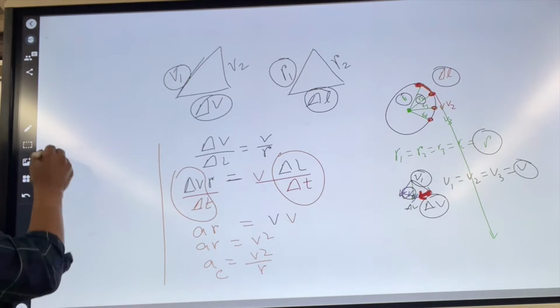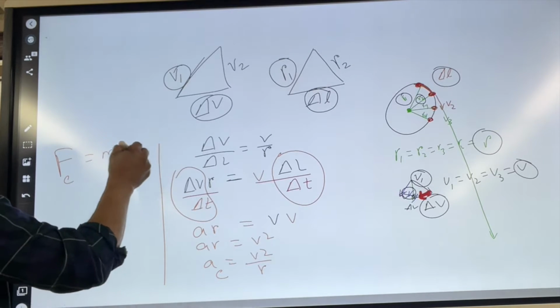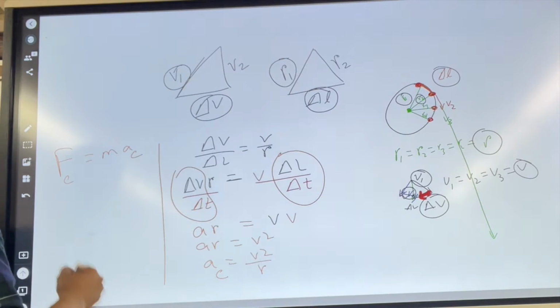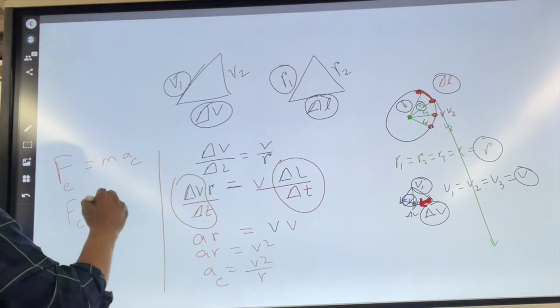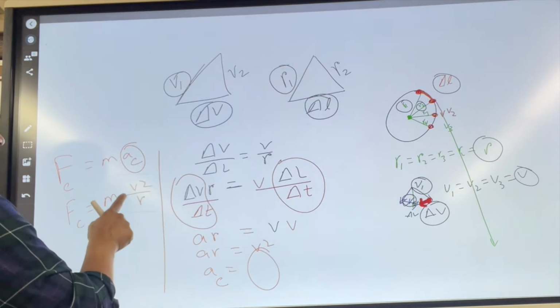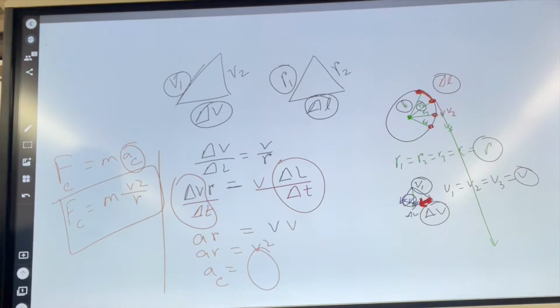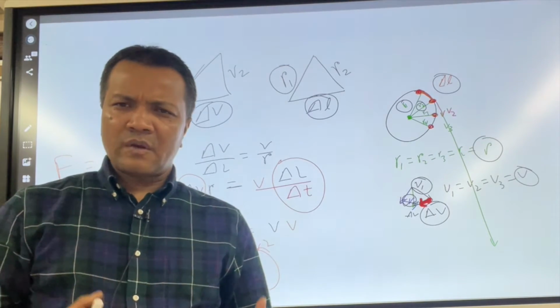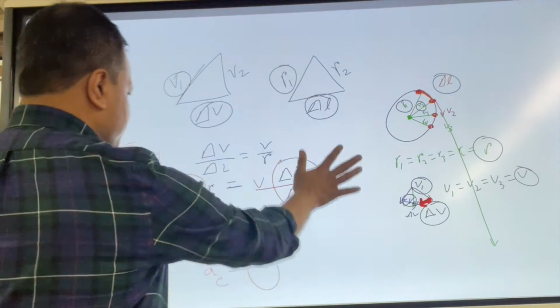Now centripetal force. We're going to start with Newton's second law, F equal to ma. So centripetal force is equal to mass times centripetal acceleration. This one is v squared over r. So centripetal force is mv squared over r. Now one more formula I'm going to show you, and then we're going to dive into solving the problem.